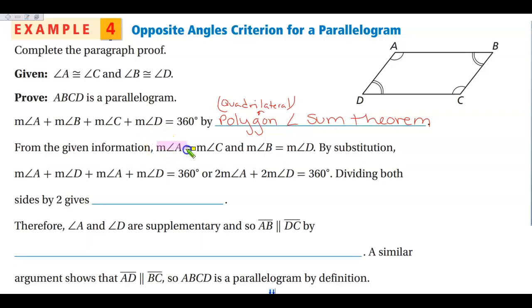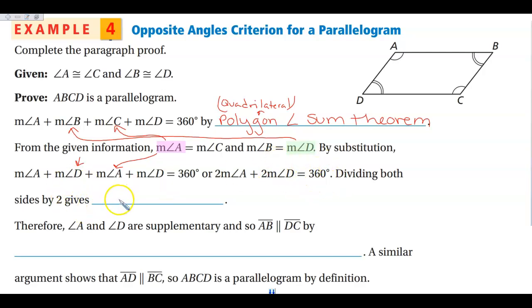I know that A is equal to C, and I'm going to take A and plug it in for C. So that's where this C becomes an A. I'm going to do the same thing with D. B is equal to D, so I'm going to plug D in for B, which is why this one becomes a D. All we're doing is substituting A for C and D for B. So that way I get A, D, A, D, which is 2 of A plus 2 of D equals 360.